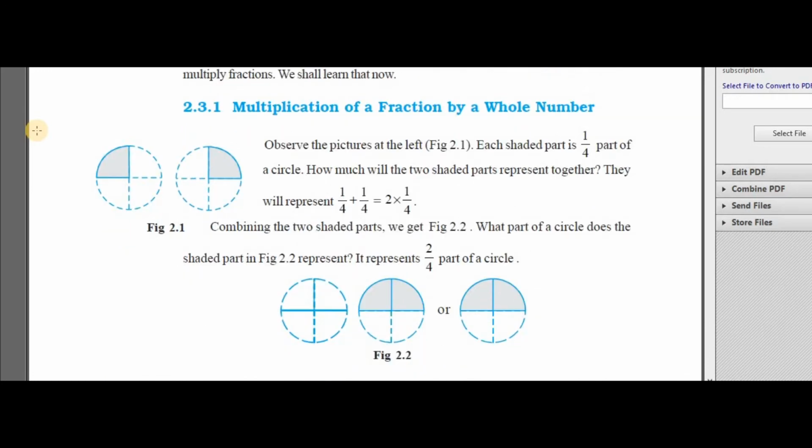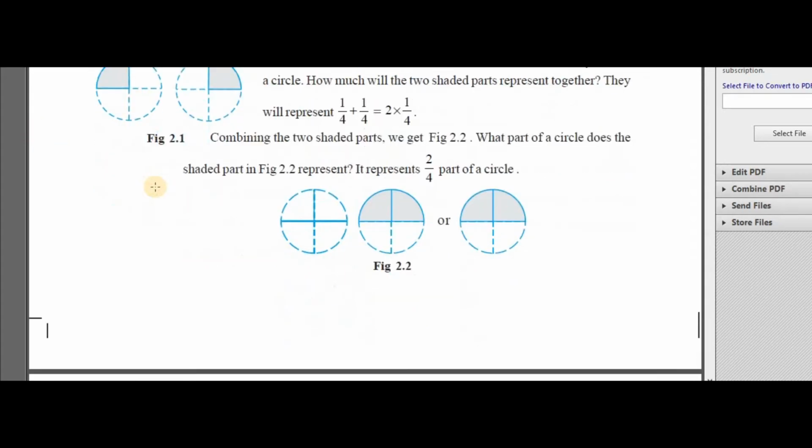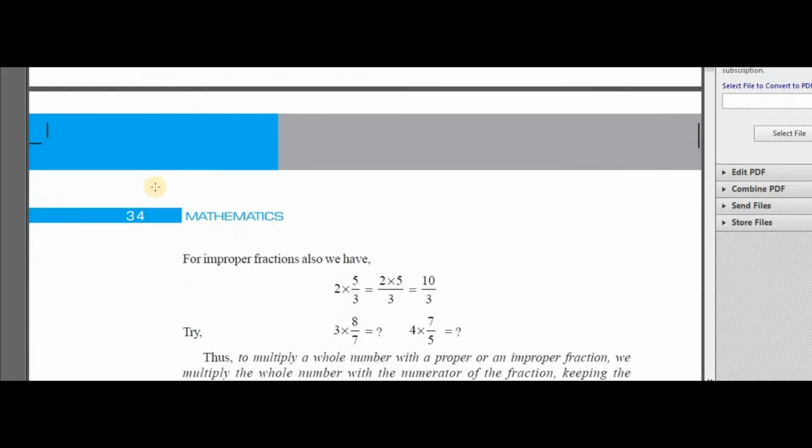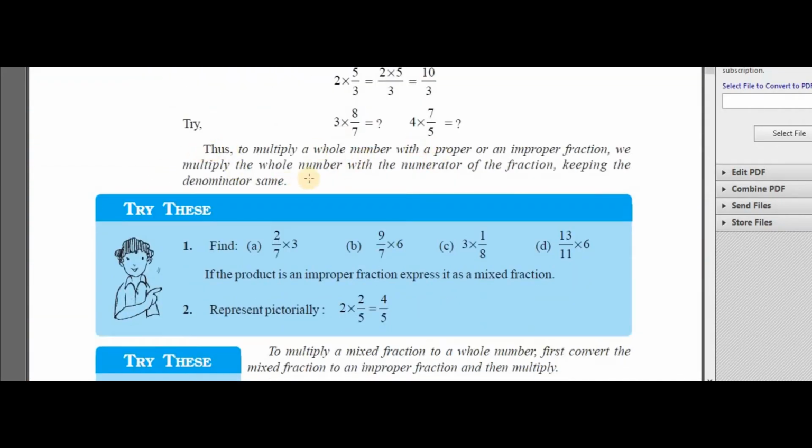So first of all, before multiplying fractions, we should know how to multiply a fraction with a whole number. So simple, just multiply the numerators. To multiply a whole number with a proper or an improper fraction, first we multiply the whole number with the numerator of the fraction, keeping the denominator the same. So in multiplication there is nothing to work with denominators. You should not consider the denominators at this point.